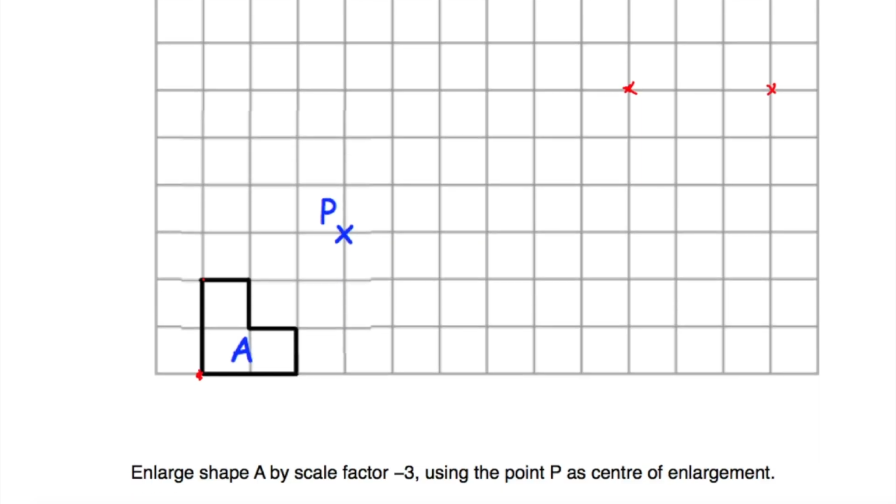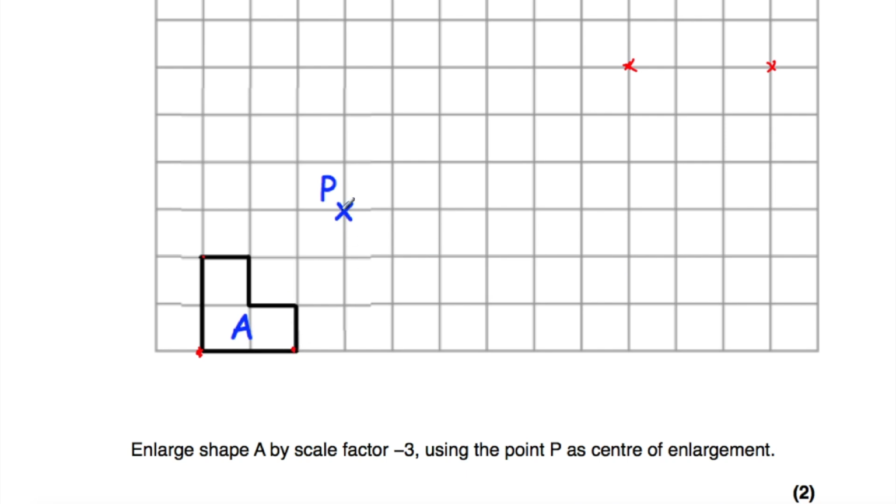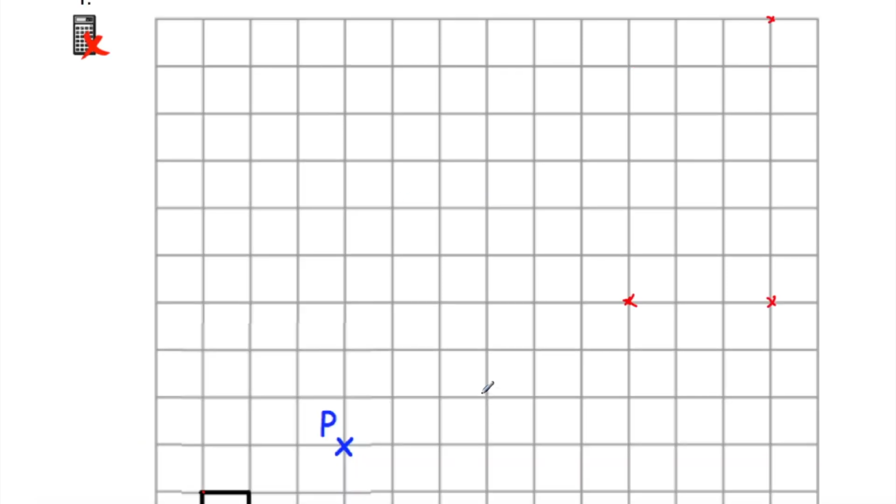Okay, next, this point here. This point here was 1 to the left and 3 down. So we're going to go 3 to the right and 9 up. So 1, 2, 3, and then 9 up, 1, 2, 3, 4, 5, 6, 7, 8, 9. So it's going to move to there.